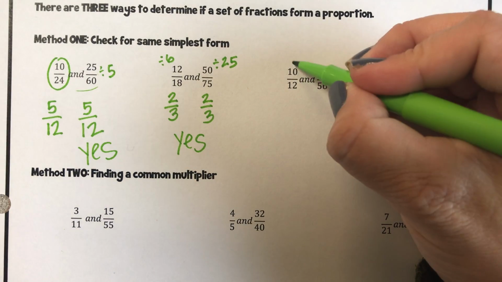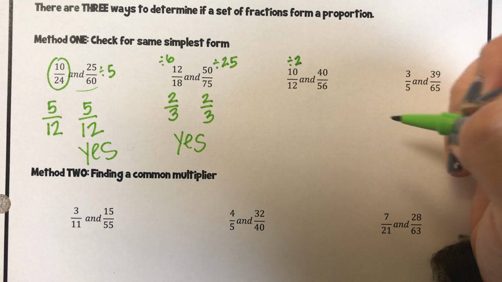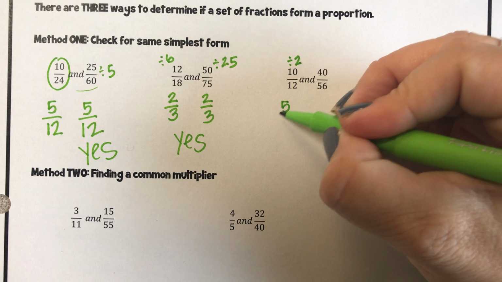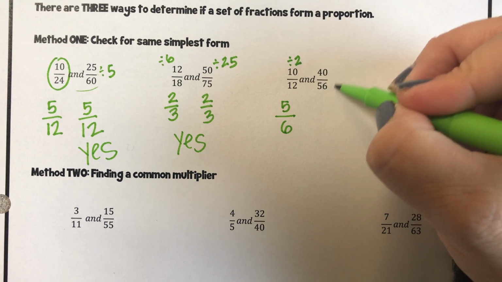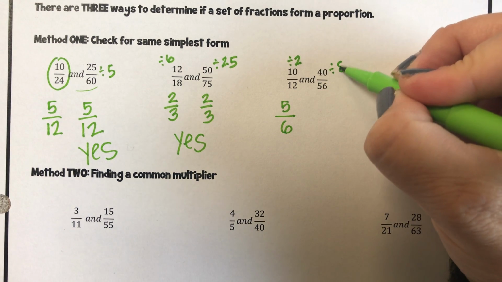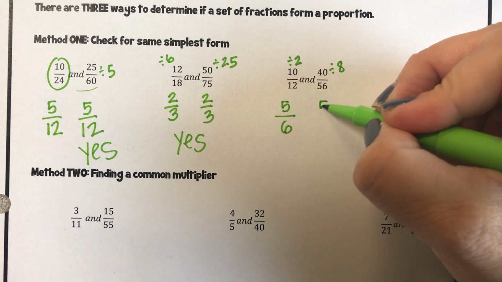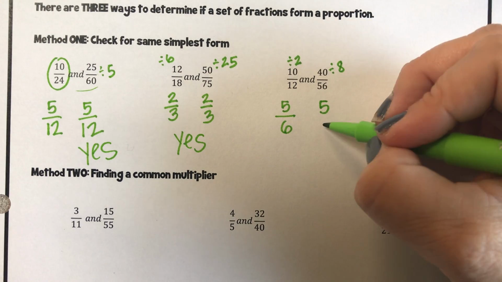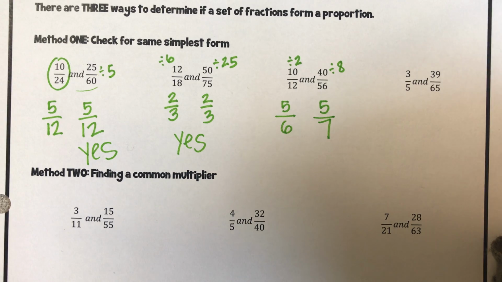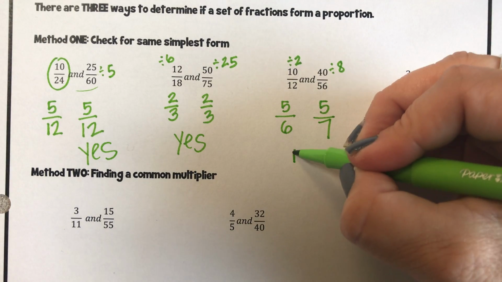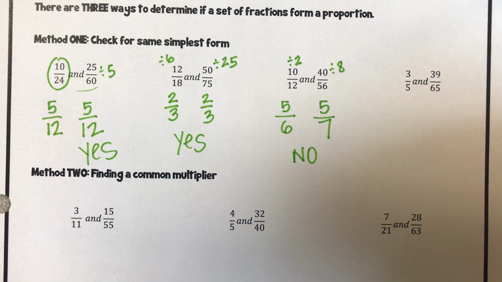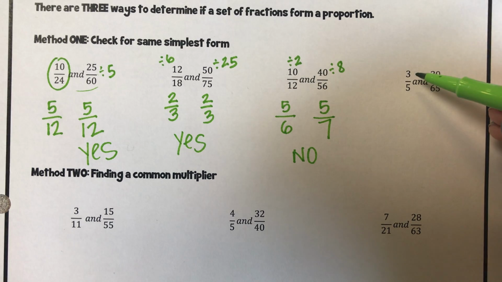10 and 12, what are they both divisible by? 2, so that gives me 5 over 6. Here, these are both divisible by 8. 40 divided by 8 is 5. 56 divided by 8 is 7. Do these fractions have the same simplest form? No. Therefore, they are not a proportion.